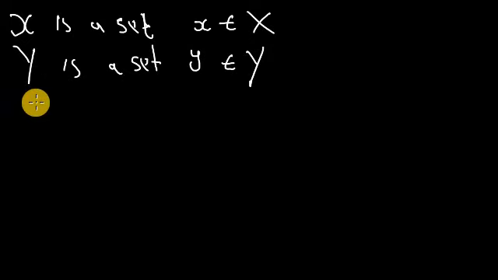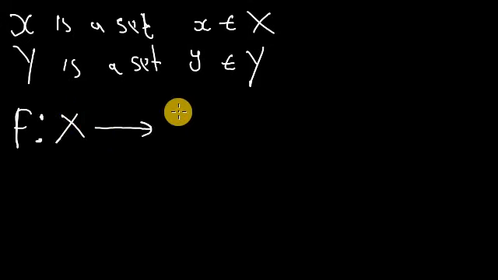Then, if there is a rule that assigns an element in set X to another element in set Y, that pairs X and Y together, then such a rule is considered a mapping, as we have been doing so far. Therefore, we can say that f, which is known as a function or mapping, is such that set X is being mapped onto set Y. So this is a symbol for mapping or a function.